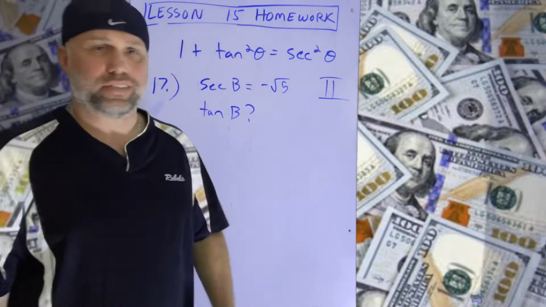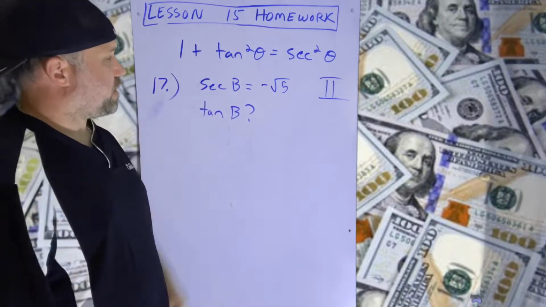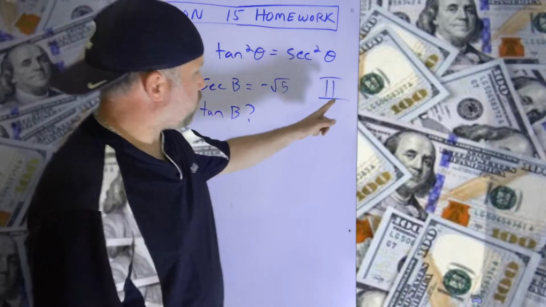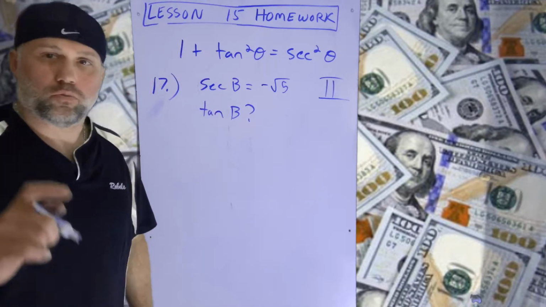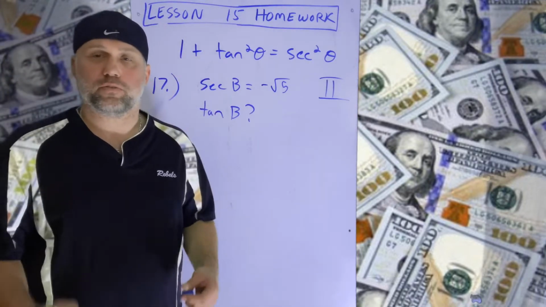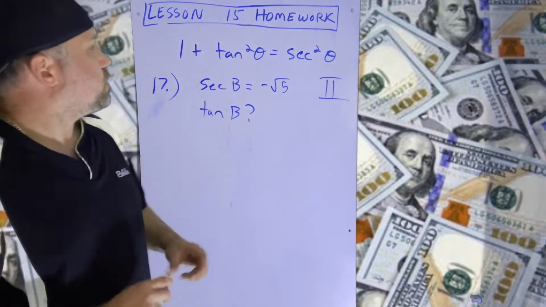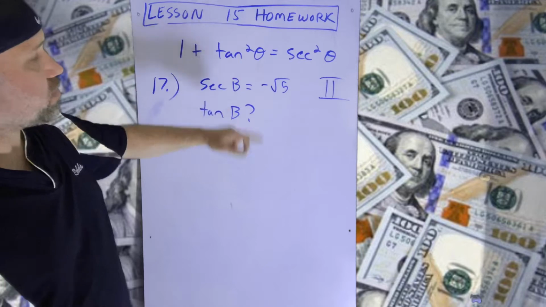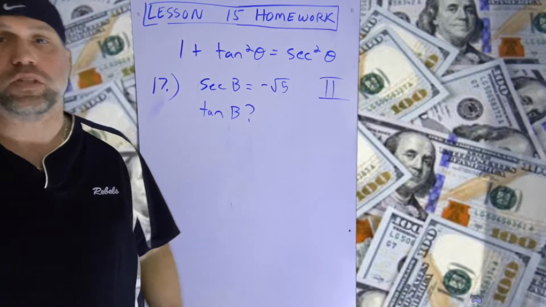So here's number 17. We were told that the secant of some angle B is negative radical 5, and we're in quadrant 2, and we're asked to find the tangent of B. So which Pythagorean identity am I going to use? Well, I'm obviously going to use the one that has secant and tangent involved. And that is this one, 1 plus tan squared equals secant squared. All right, that's one of the three that were in the notes.